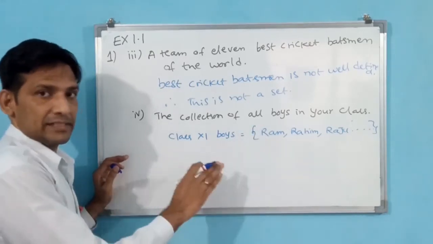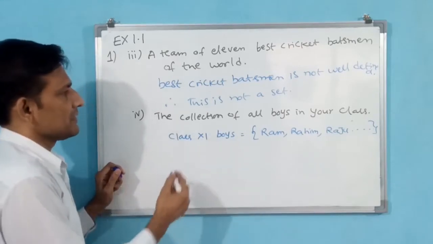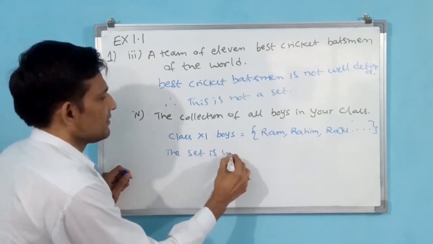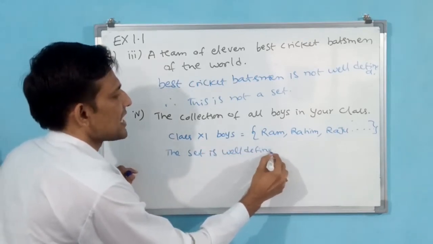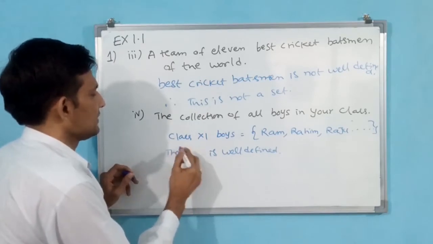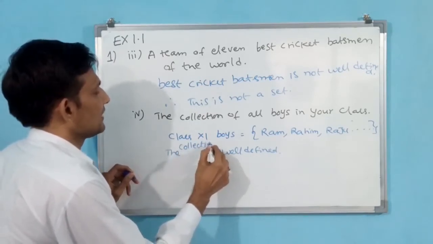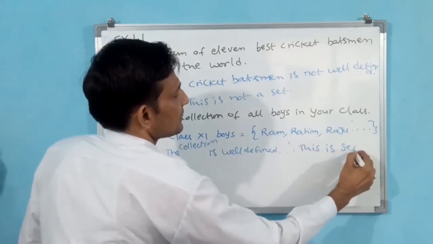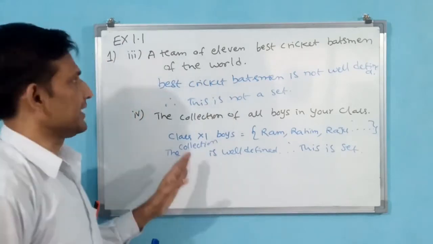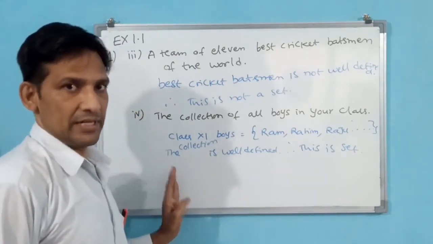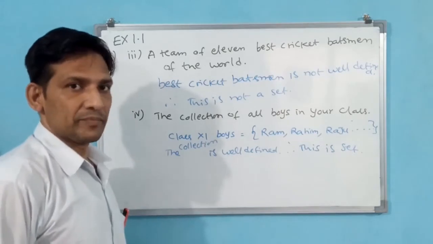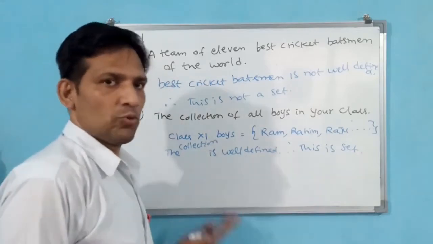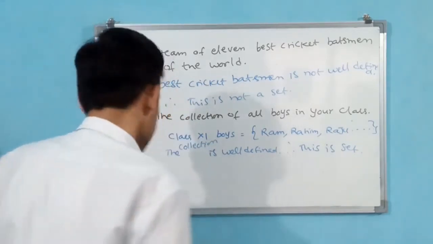Clearly, it is a well defined collection. How do you write the answer for this one? The set is well defined, or the collection is well defined. Therefore, this is a set. This is the answer for this question. Like that you have to write. Why? Because this is well defined. All boys should belong to one class. Those names you are going to write. Normally this is a set.